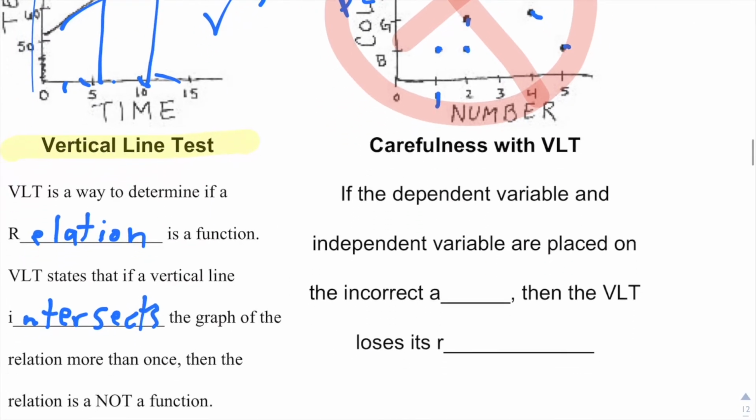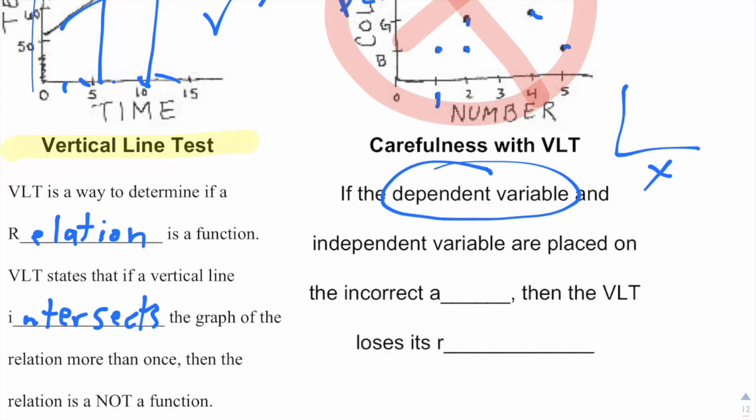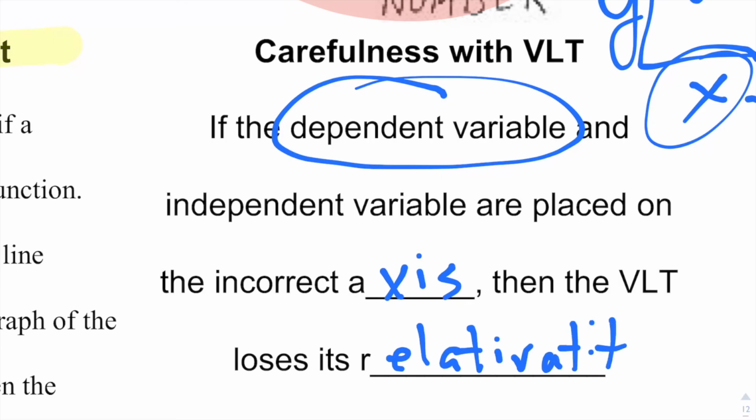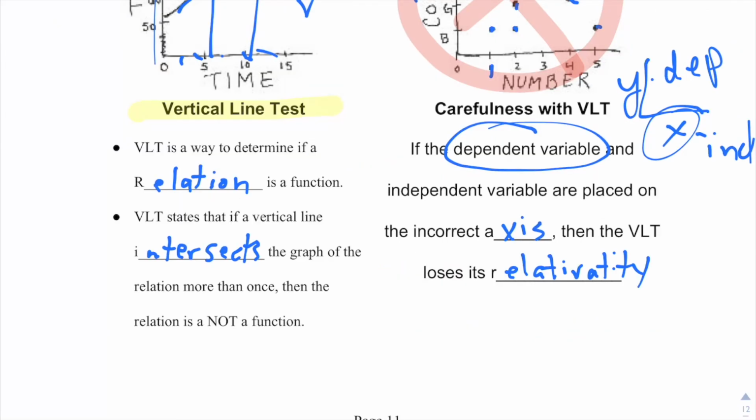We do have to be very careful with the vertical line test because if someone accidentally takes the dependent variable and puts it on the x-axis, then the vertical line test is no longer valid. It only works when the independent variable is placed on the x-axis and the dependent variable is placed on the y-axis. If they are placed on the incorrect axes, then the vertical line test loses its relevance. We'll do an example in class as a mini session to go over this.